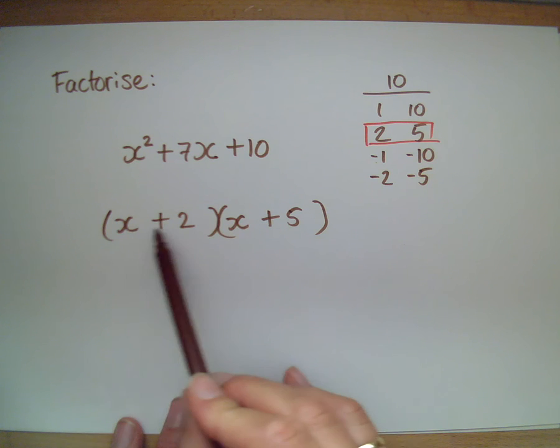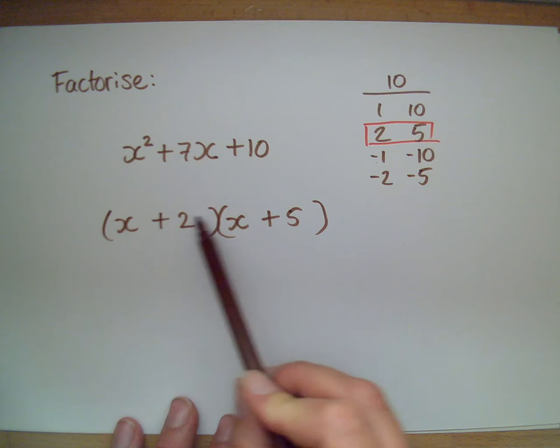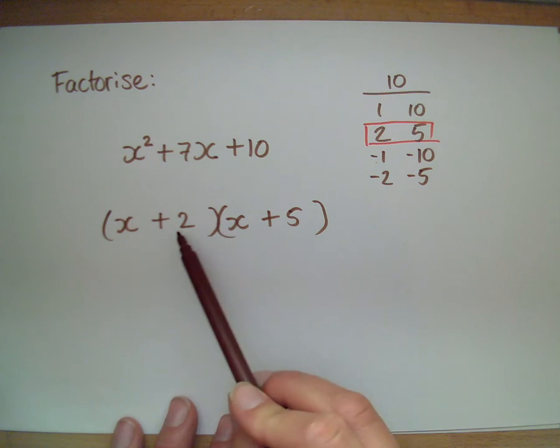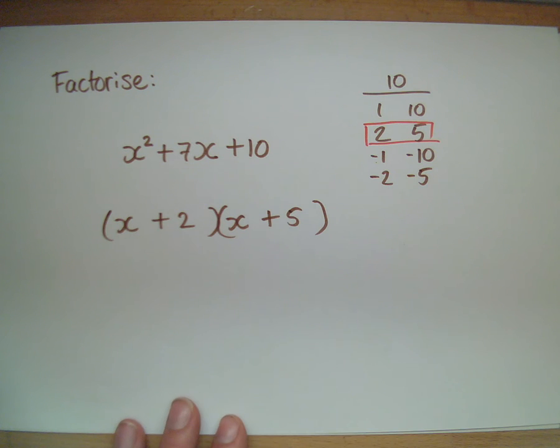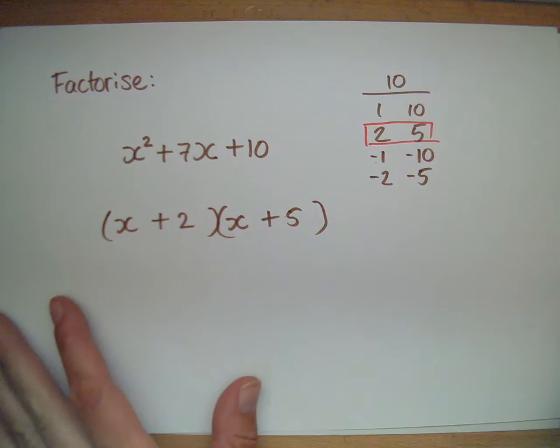If we were to expand this, do FOIL, x times x plus 2x plus 5x, which is going to equal 7x, plus 10, we can see that that's correct. This is the factorized answer. Yep.